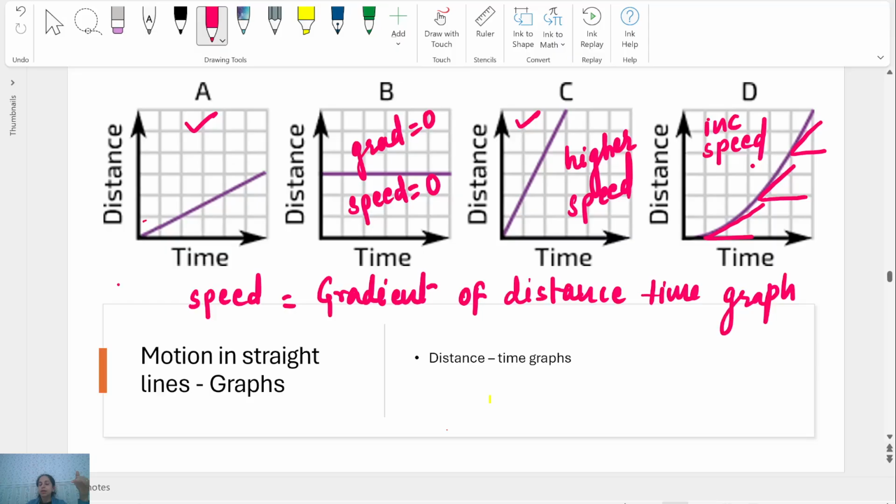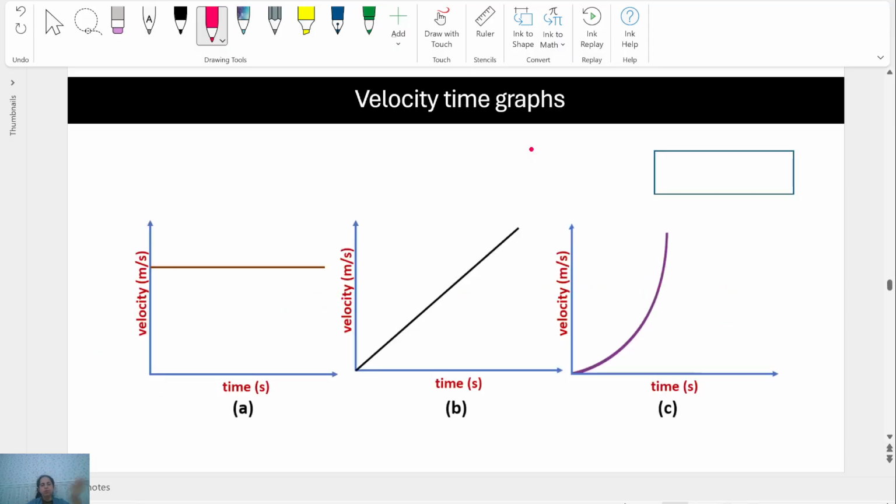Okay. So the only thing you need to remember offhand is that the gradient of a distance time graph gives you speed. Okay. All right, let's go to the next one. VT graphs, velocity time graphs or speed time graphs. Let's analyze. If I ask you a question, pause and try to answer it yourself. As time is increasing, is the value of velocity or speed changing? It has the same velocity all throughout.